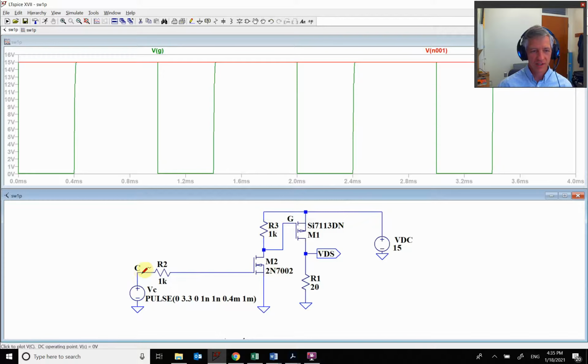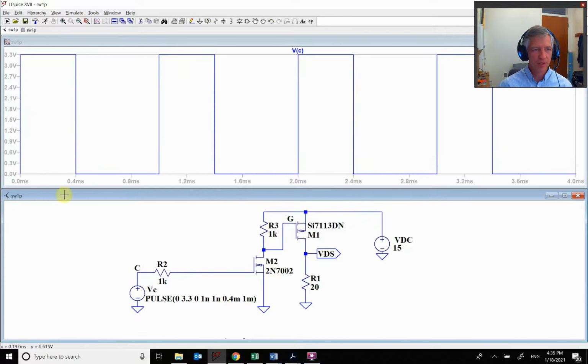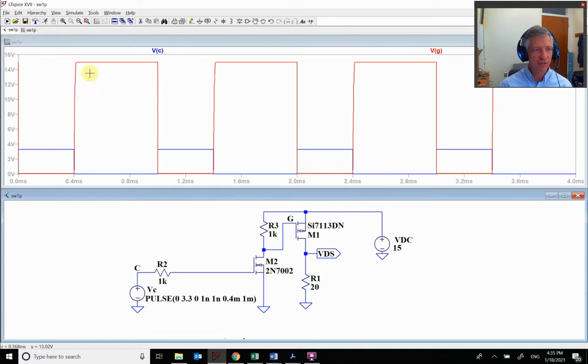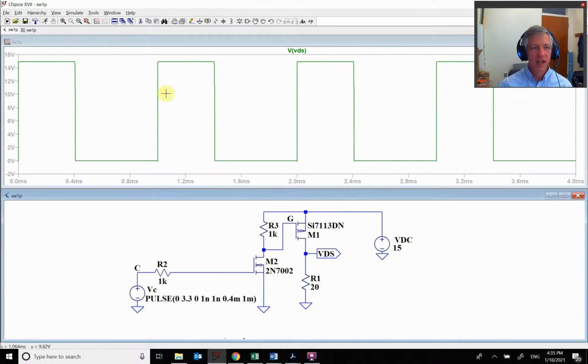So when we do this, you see here is my input, 0 to 3 volts. The output here is changing from 0 to 15 volts. And now when this is at 15 volts, this is going to turn off. And so then I get my switching right here. Okay, and you see that when this goes up, that goes up and everything works out. So this is switching with an N-type MOSFET.